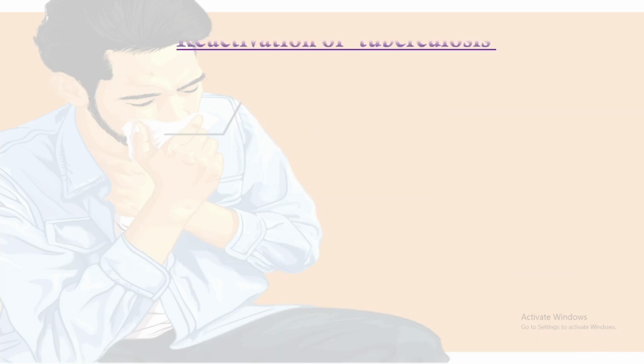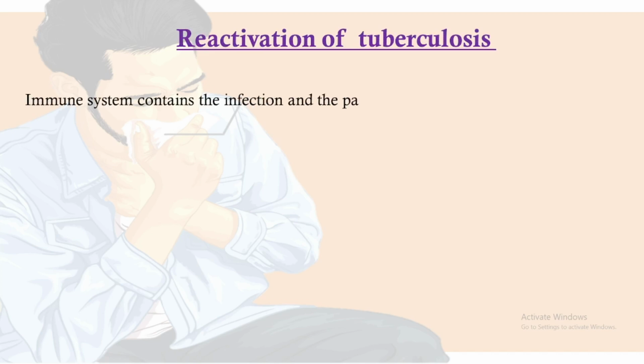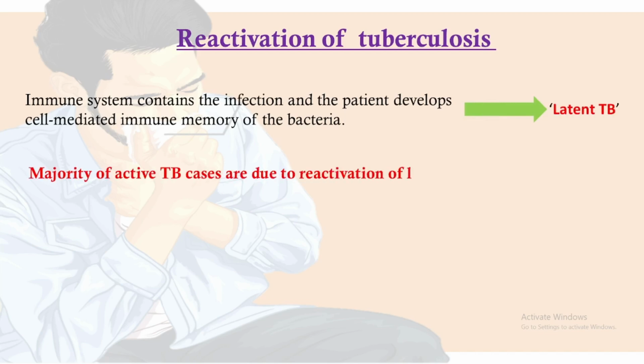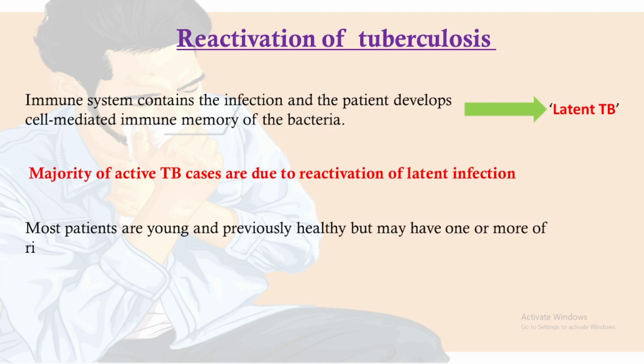In the majority of people who are infected by Mycobacterium, the immune system contains the infection, and the patient develops cell-mediated immune memory of the bacteria. This is called latent TB. The majority of active TB cases are due to reactivation of latent infection, where the initial contact usually occurred many years or decades earlier. Most patients are young and previously healthy, but may have one or more risk factors for the development of active disease.